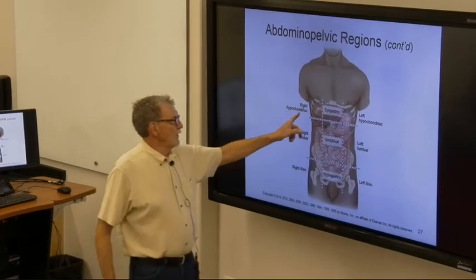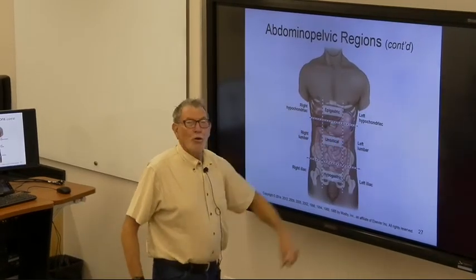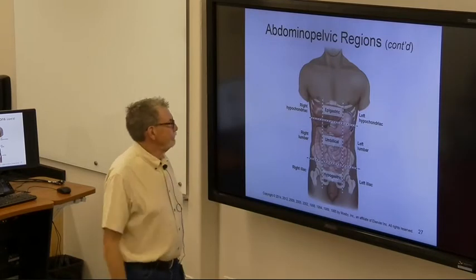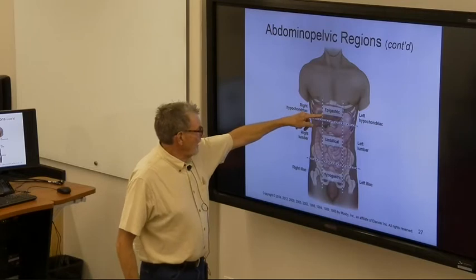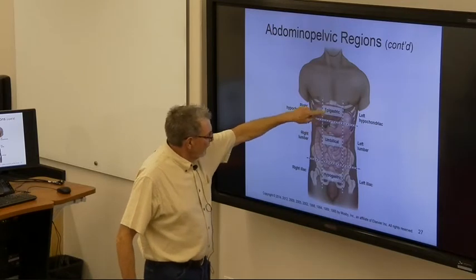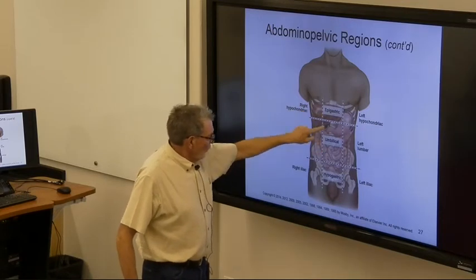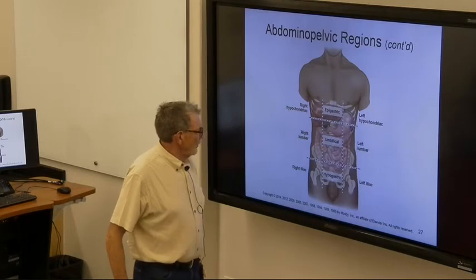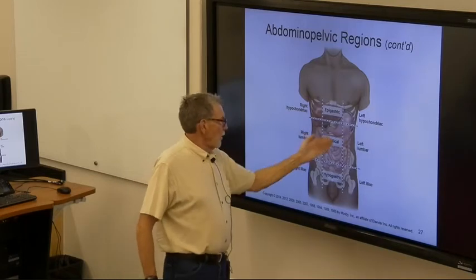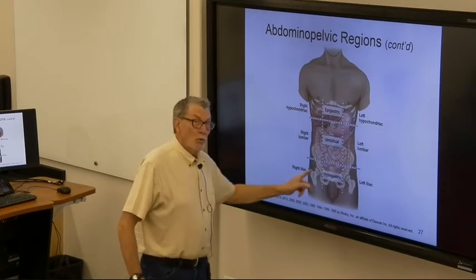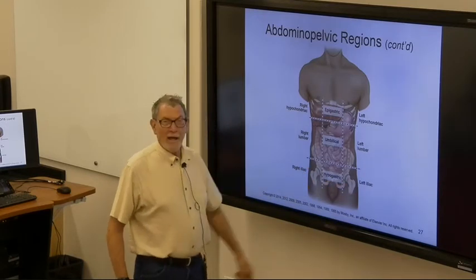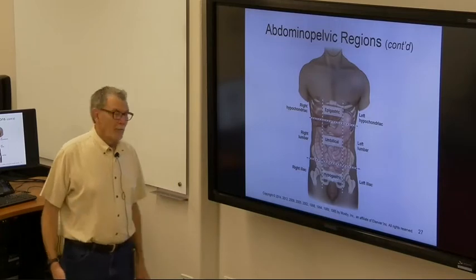So here we have left and right hypochondriac. Almost nobody's ever going to use that term because of its other connotations. Epigastric above the stomach. Umbilical, this whole center area here with your belly button about there. Right and left lumbar. Right iliac, left iliac, or right inguinal, left inguinal, and hypogastric, as low as you can get in the middle.